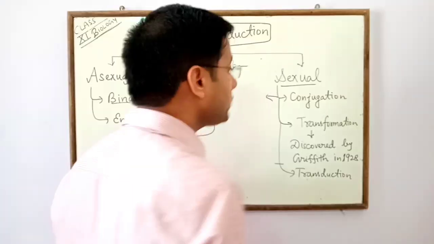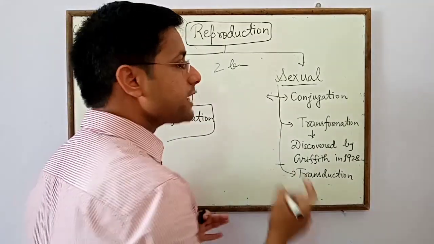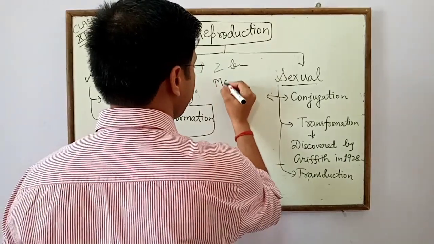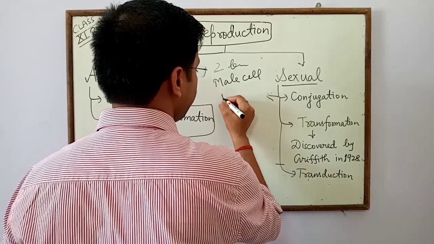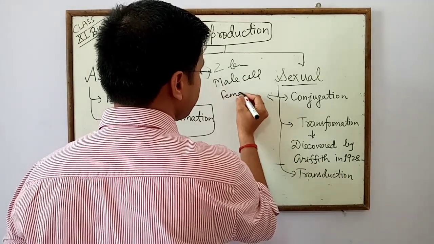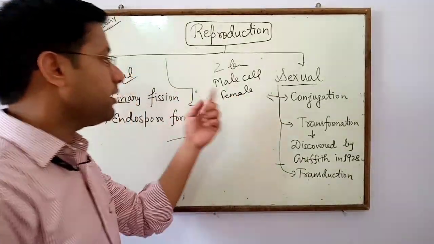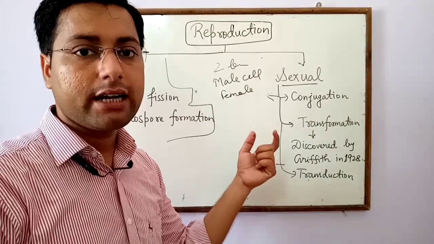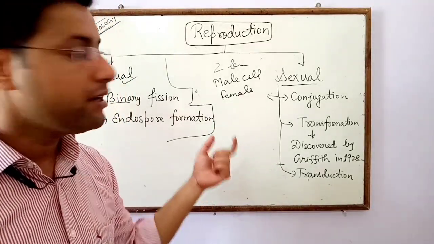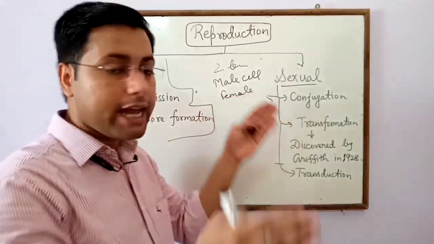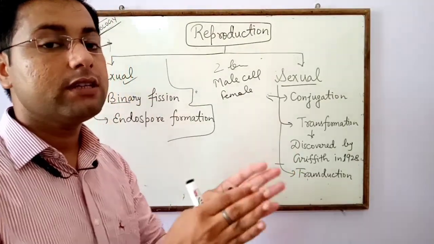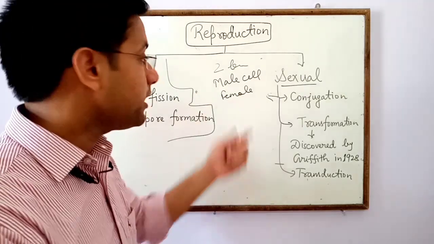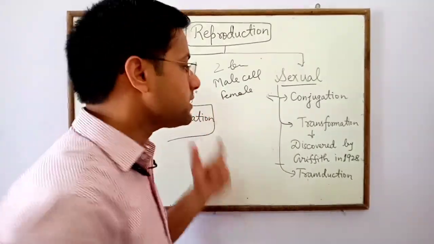So in conjugation, two cells are present. One is the male cell, that is the donor cell, and another is the female cell, that is the recipient cell, in which the male cell has the F factor, that is the fertility plasmid. The male cell attaches to the wall of the female cell and transfers its fertility plasmid into the recipient cell, that is the female cell.